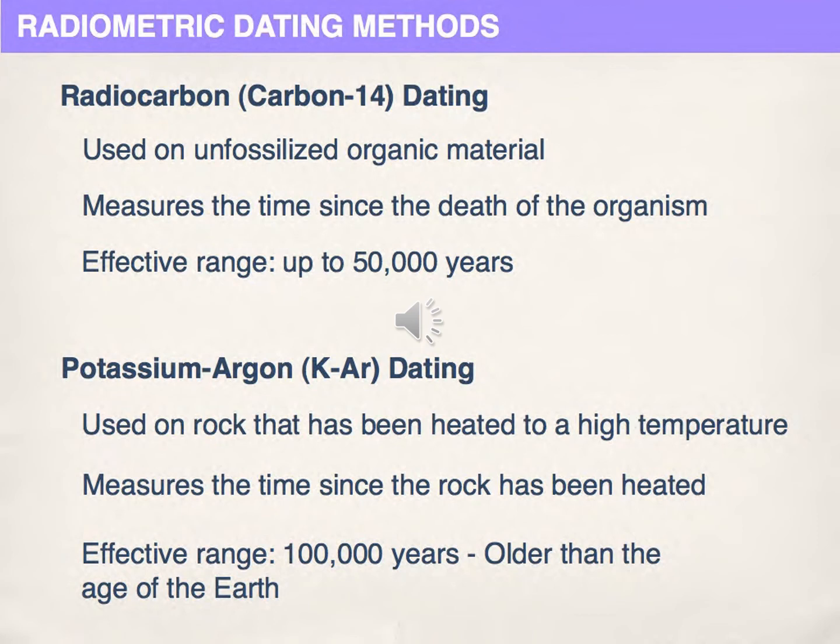Potassium argon looks at the ratio between potassium 40, an isotope that actually decays into an argon gas, argon 40. It's used on rock and volcanic ash layers that have been heated to a high temperature, and it measures the time since the rock was last heated, giving you an idea of when that volcano erupted. The effective range is 100,000 years, and the half-life of potassium 40 is 1.25 billion years, so you can effectively date things that are older than the age of the Earth.